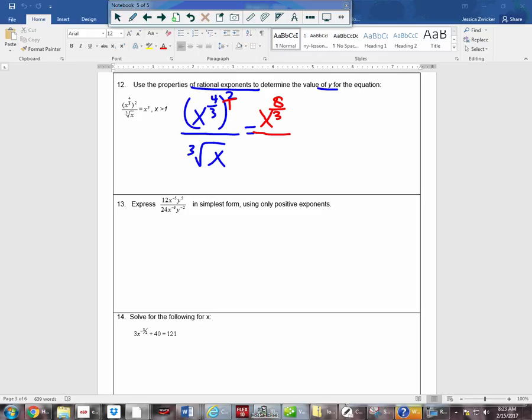Let's rewrite the bottom using inside over outside. X to the 1/3.